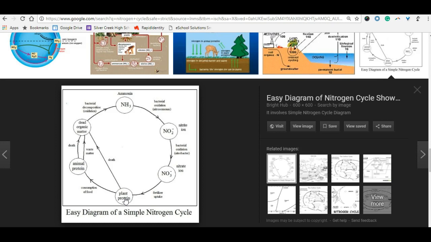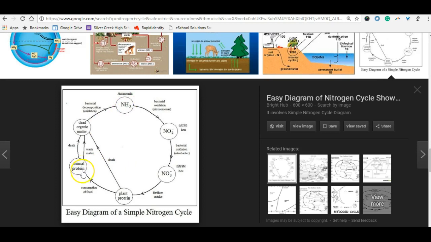Now, what happens there? One of two things is going to happen to the plant. It's either going to die and turn into dead organic material, or an animal is going to come and eat it. If an animal comes and eats it, it's going to digest that plant, take that nitrogen, and incorporate it into its own DNA. Here it just says animal protein. If the plant dies, it will turn into organic matter. Bacteria decomposers will break it down. It will turn into ammonia again.